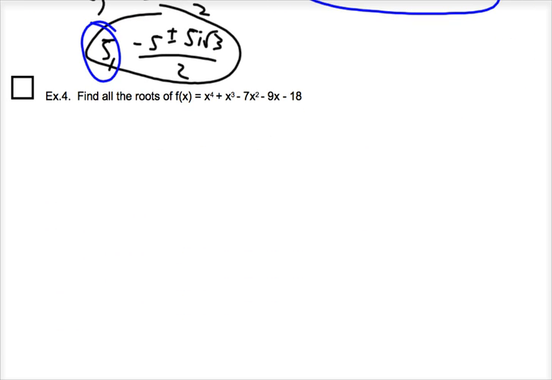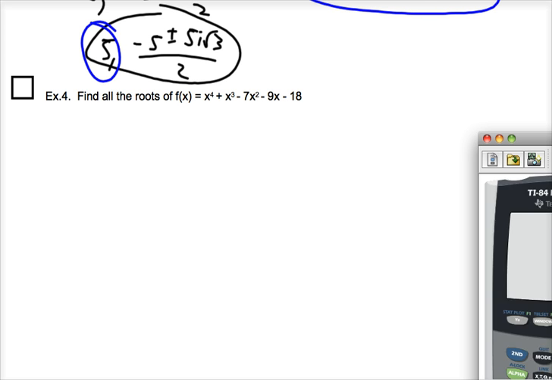Okay, last one, just one more. You might want to try this on your own. See if you can get it and then check in with me.